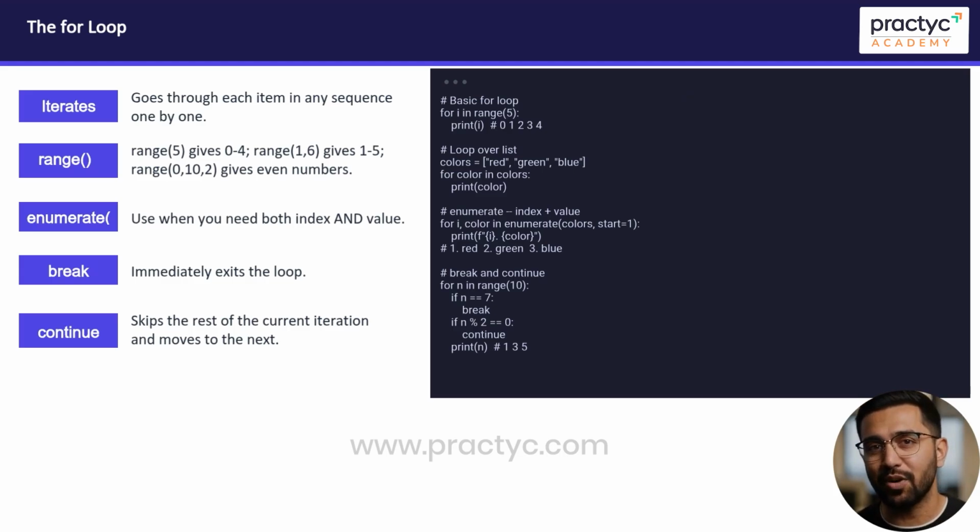Break exits the loop while continue skips to the next iteration. Example, iterating over a list of colors or using range to print numbers.